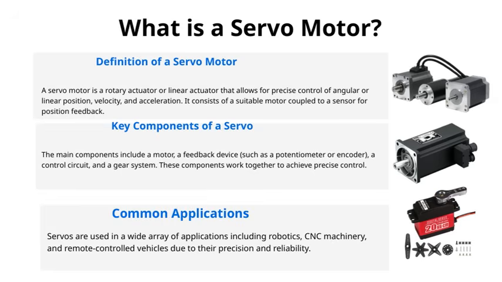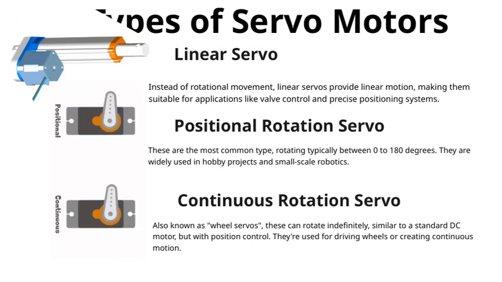You'll find servos everywhere, from robotics and CNC machines to remote-controlled cars and airplanes, because of their ability to deliver reliable, accurate movements. Understanding their components and functions helps us appreciate how they enable the advanced, precise automation that's shaping our world today. Now, moving beyond rotational movement, let's talk about linear servos.